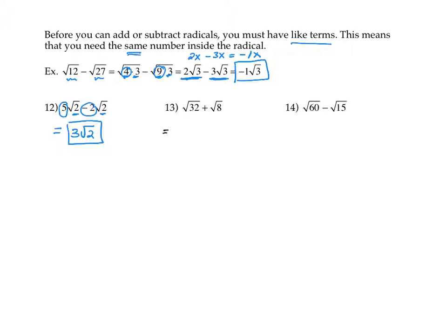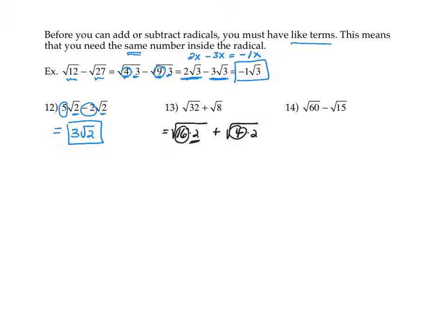Number 13, not so lucky. We have to simplify first. And again, we've seen the square root of 32 before. You probably have this one memorized. 32 factors into 16 times 2. And then we have plus the square root of 8. Well, 8 factors into 4 times 2.